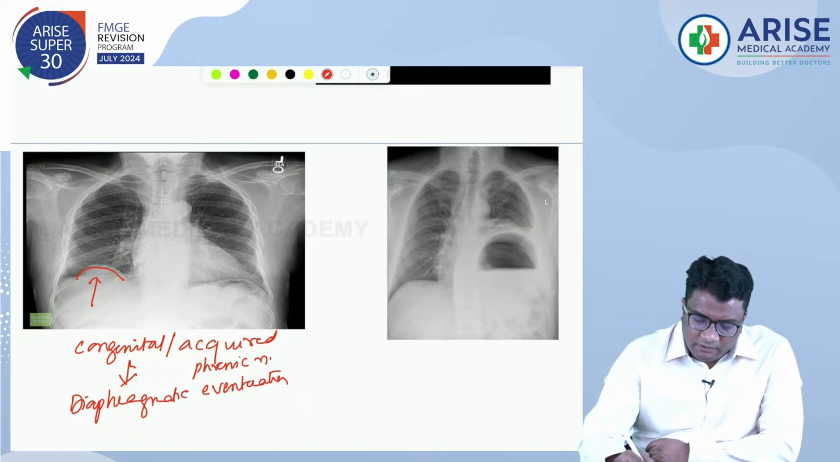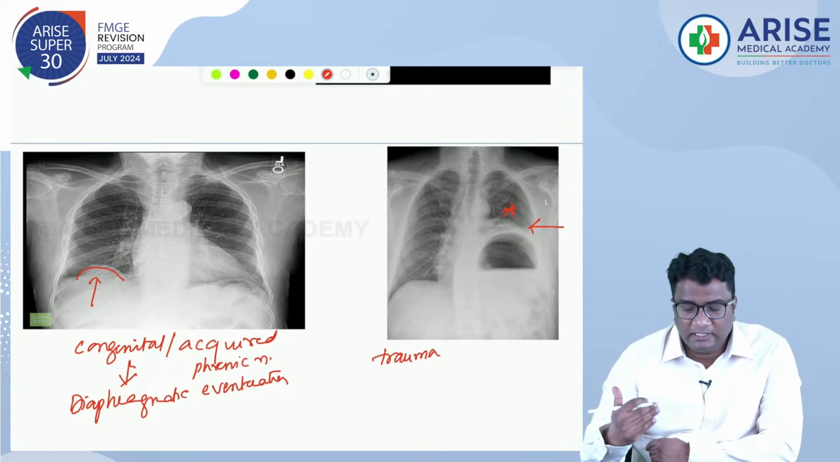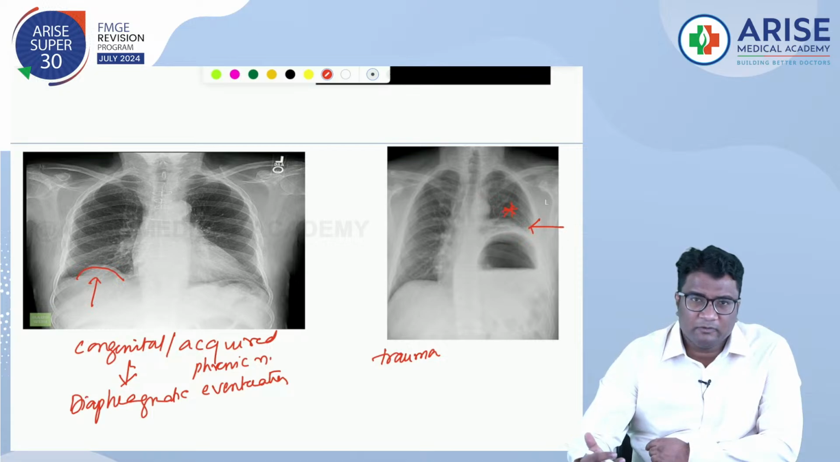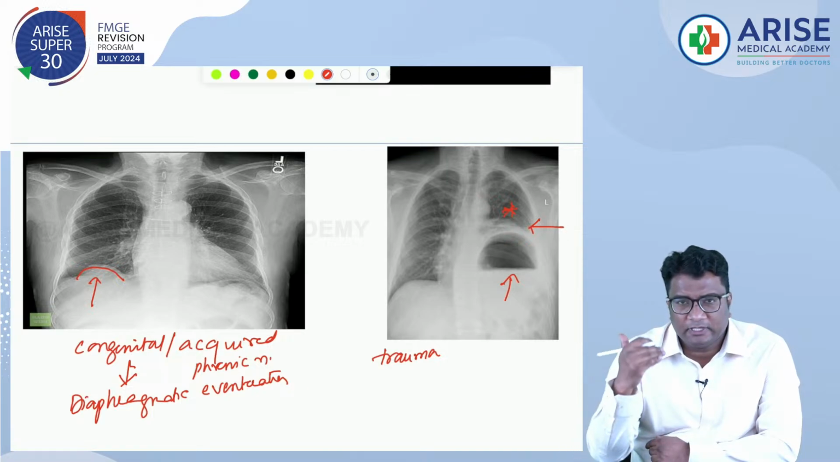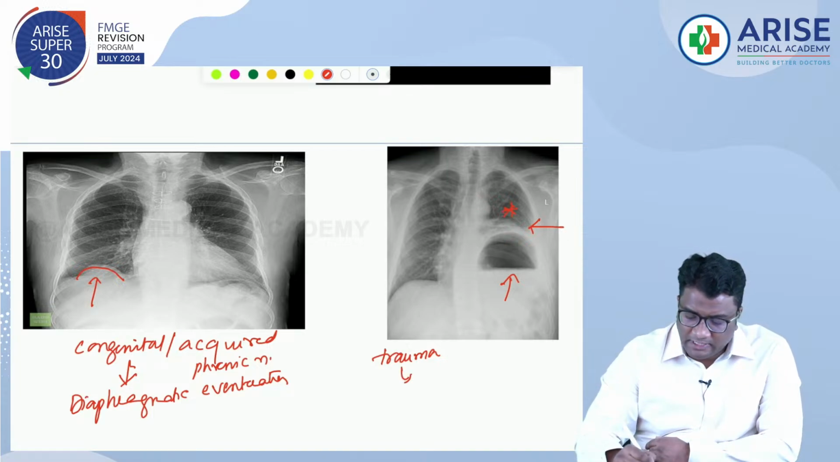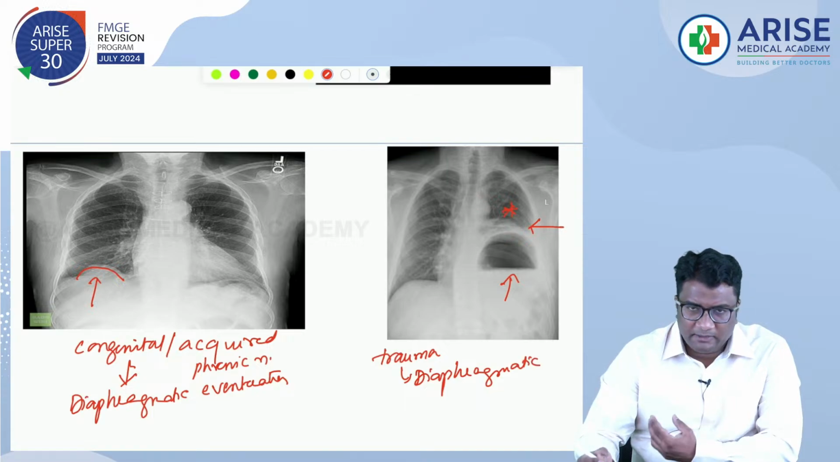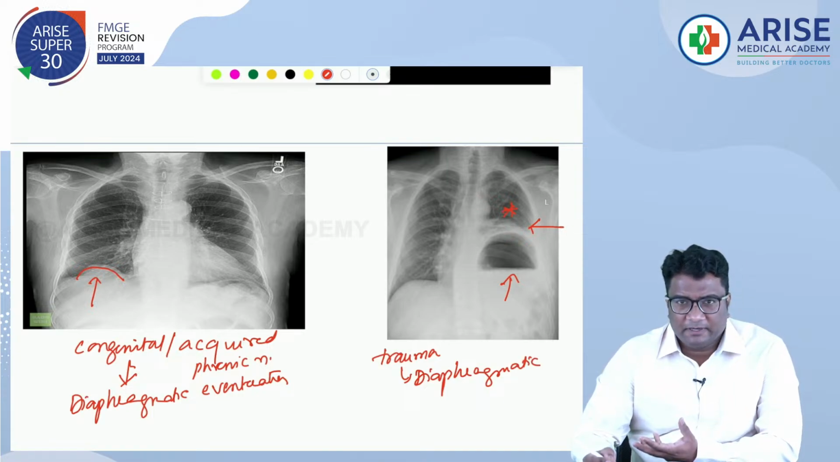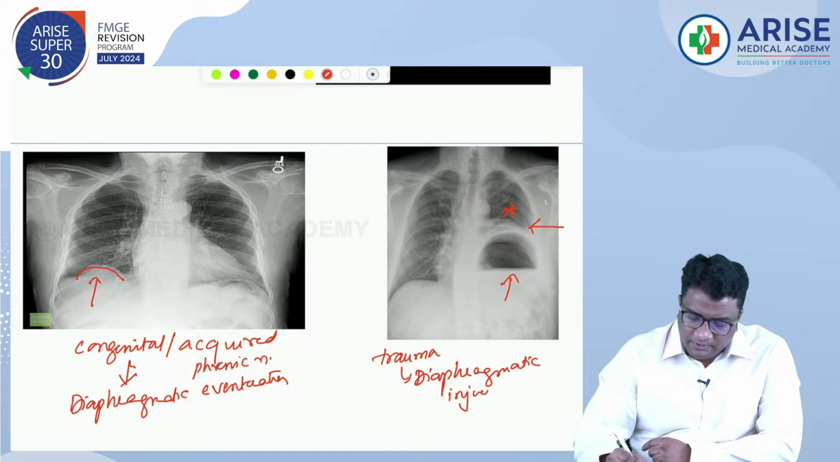But if you are having a history of trauma, and you see usually the left hemidiaphragm is much more commonly involved, and it is much higher, causing herniation of the stomach and the abdominal contents into the hemithorax. You are seeing the left hemidiaphragm, which is interrupted and much higher compared to the right hemidiaphragm. This is diaphragmatic injury. So either a stab injury or a RTA patient with this kind of radiograph is given, right? So this is diaphragmatic injury.